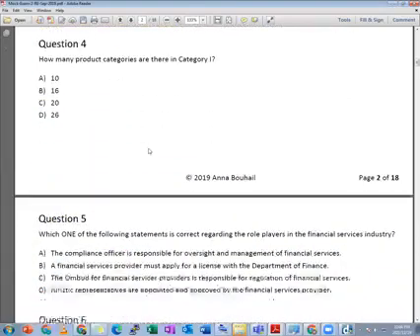Question 4, guys, is simple. We have done different types of categories and we have done subcategories as well. We know that product in category 1 is 26, right?